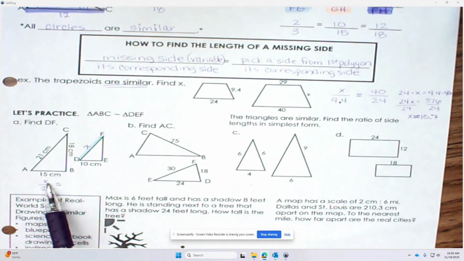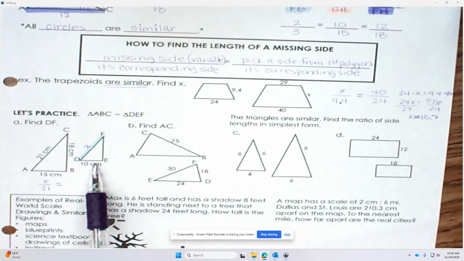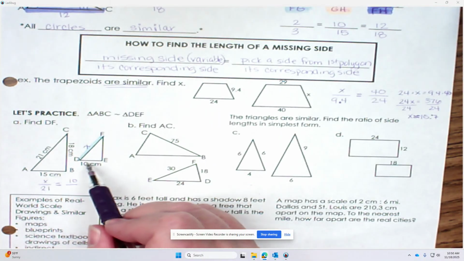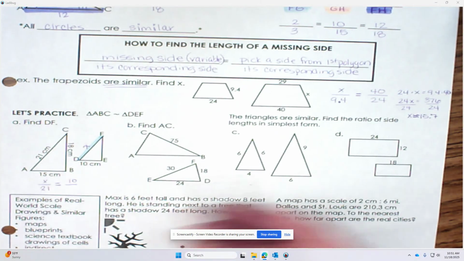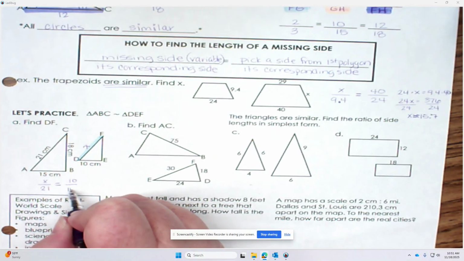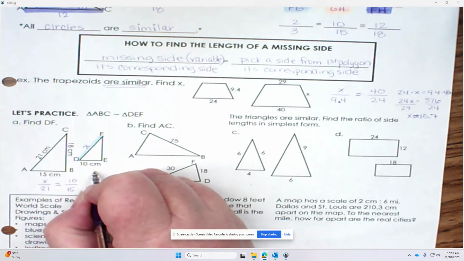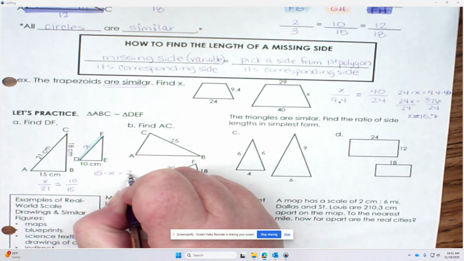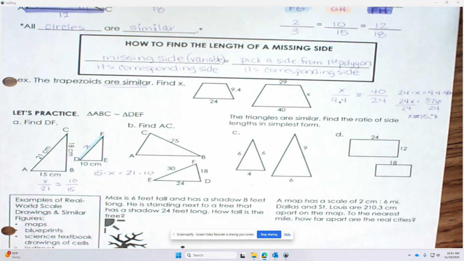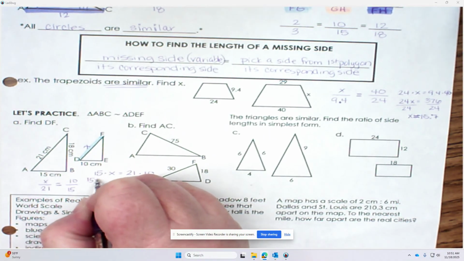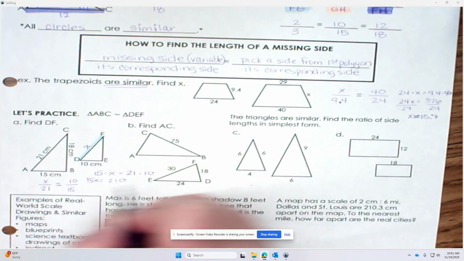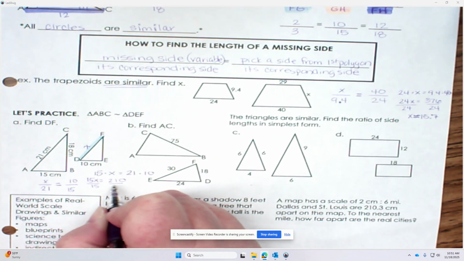All right, but my x was first, so I have to use the number from that same figure as the top again. So we need to put 10 on top. We can't put 15 on top because since x was on top, we have to have the same shape in the same position. Okay, and then we're going to put 15 there. Once again, we'll cross multiply, so 15 times x is equal to 21 times 10. Okay, so I get 15x equal to, when I multiply by 10, I just add a 0, so that's 210. And then I'm going to divide by 15 on both sides.